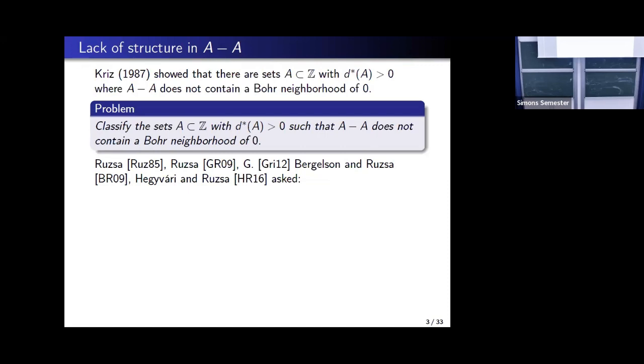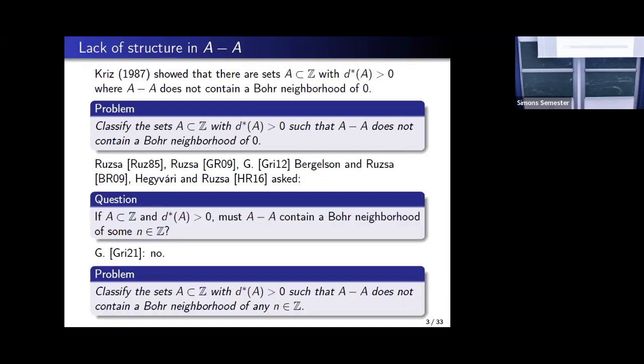Pardon me. So, okay, there are Bohr neighborhoods of zero. Kriz's example does not eliminate the possibility that there's a Bohr neighborhood of some other number. A Bohr neighborhood of another number is just a translate of a Bohr neighborhood of zero. And Ruzsa and Ruzsa's co-authors and I over the years have asked whether, if you have a set of positive upper Banach density, does it contain a Bohr neighborhood of something. And I constructed a counterexample.